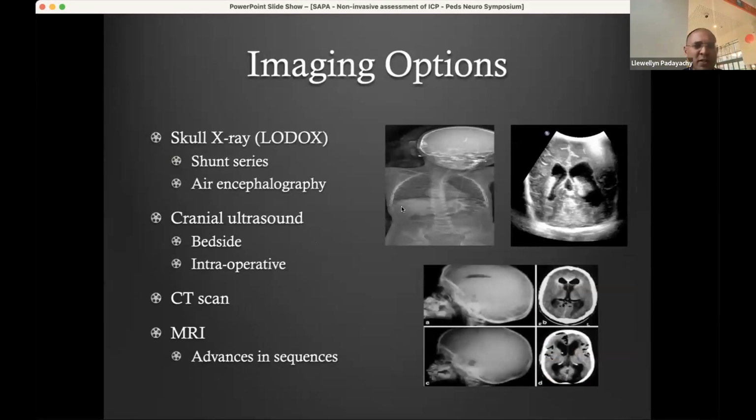Other imaging options, just for completeness: every child with a shunt will get a CT scan and a shunt series, just to assess the integrity of the shunt. The encephalogram I've mentioned for completeness, and just for a potential discussion point later on.